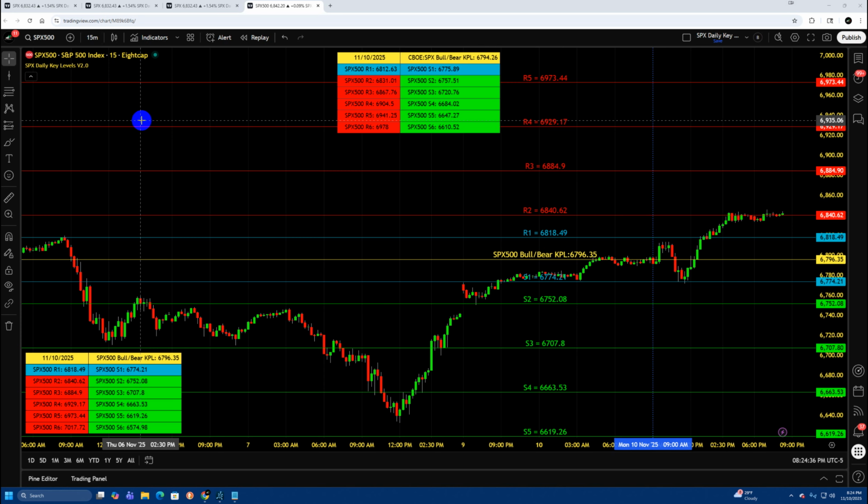So the SPX opens at 9:30 a.m. Eastern New York time each day. The CBOE SPX index does not trade in the pre-market and overnight, whereas the SPX 500 does.